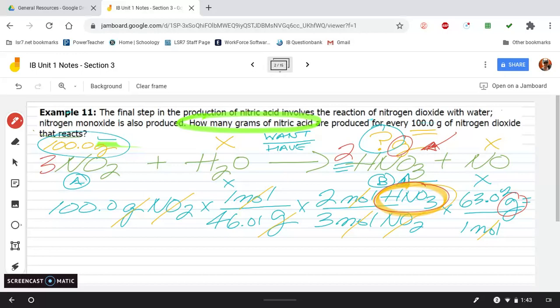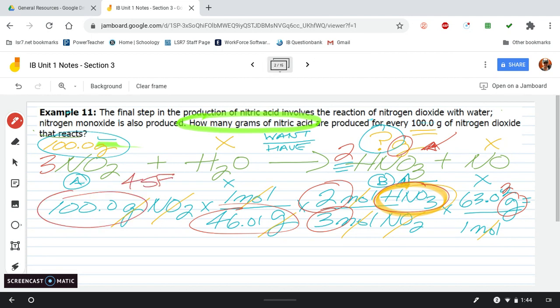So we go 100.0. And since this is on the bottom, we're going to divide. So divided by 46.01. Hit enter. Multiply by 2. It's on top, so times 2. Divide by 3. It's on the bottom. Hit enter. So I'm hitting enter after every step. So I'm not trying to dump it all in my calculator at once. That's never good. And then I'm going to multiply by 63.02 and then hit enter. And I'm going to get 91.31348258.